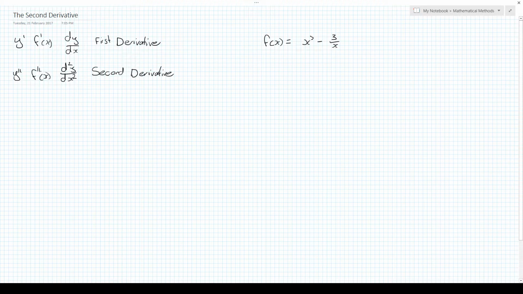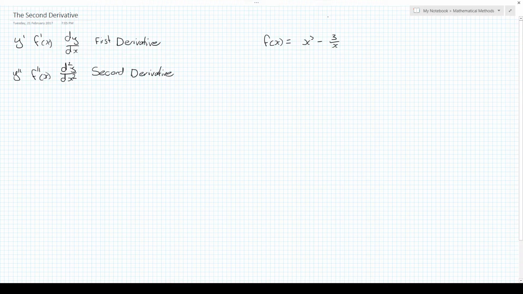So what is the second derivative? It is just the derivative of the first derivative. So if we find out the derivative of an equation and then the derivative of that equation, that is our second derivative. Let's go through a brief example. So up here I've got f of x equals x cubed.